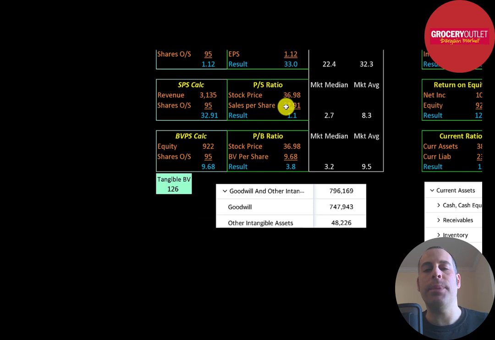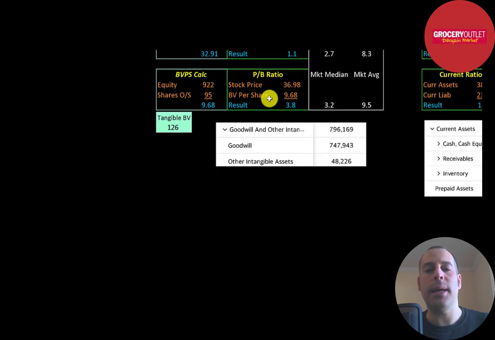Price to sales is stock price over sales per share. They're at 1.1. Price to book is stock price over book value per share. They're at 3.8, which is between the median and average. And the way you calculate book value per share, it's equity over shares outstanding. Equity is assets minus liabilities on a balance sheet, and they have 900 million of equity, 126 million of tangible equity, because they have 800 million of intangibles on their balance sheet.